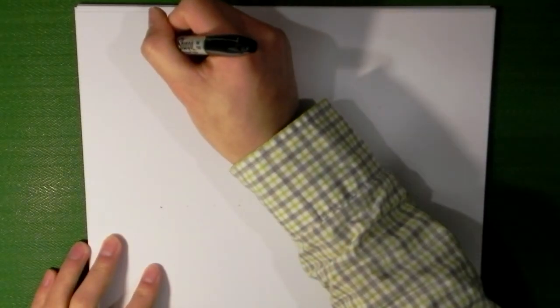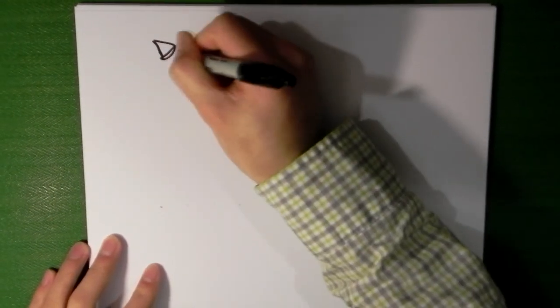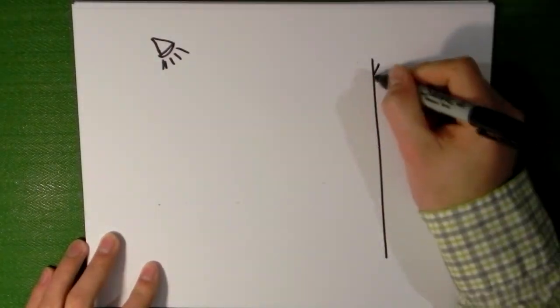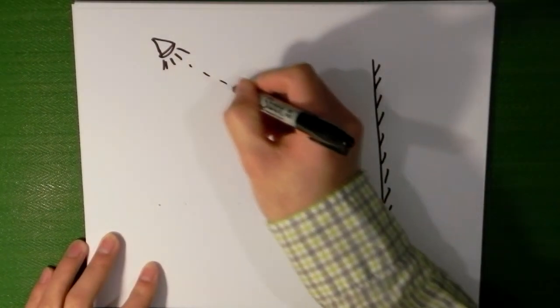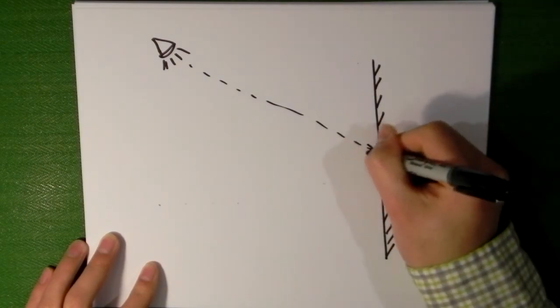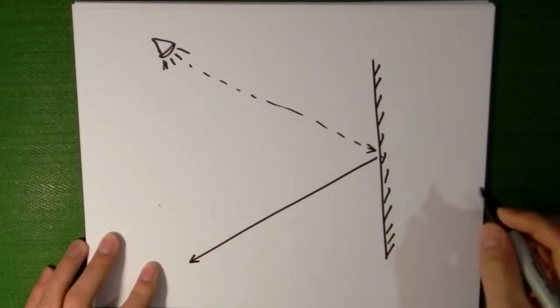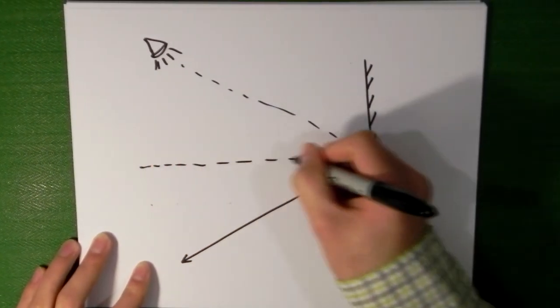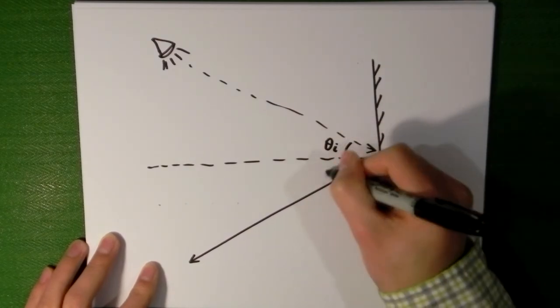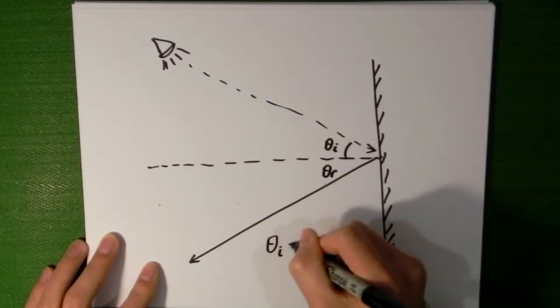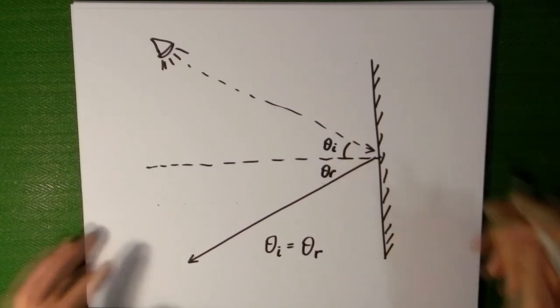Next, we'll be talking about reflection. So reflection happens whenever a source of light hits another object. If the object in question is completely smooth, all you need to know is that the angle of incidence, represented by theta subscript i, will equal the angle of reflection, given by theta subscript r.